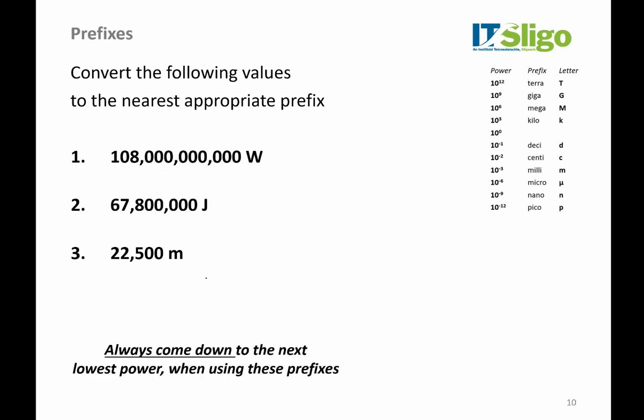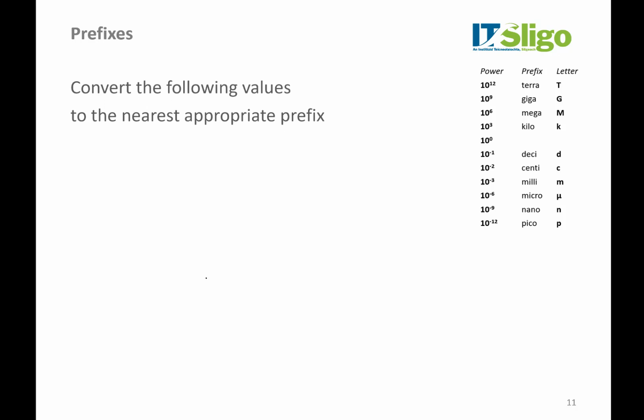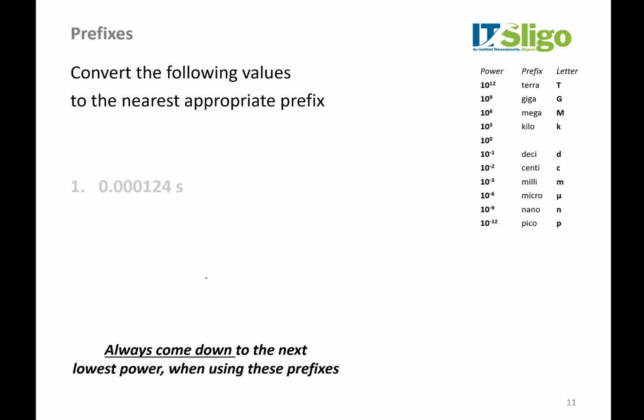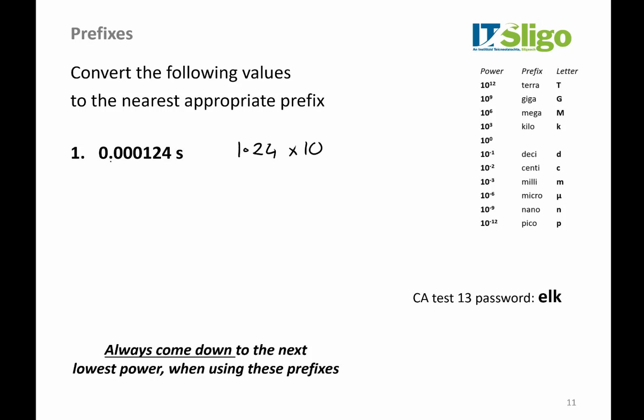We'll take a look at small values now. Same idea. So here, we need to write it. Be careful with these, guys. It's always good to write everything in scientific notation first. My decimal point has to move 4 places.